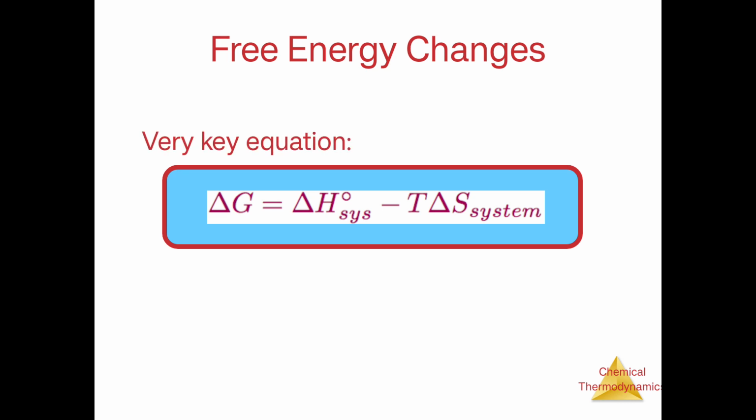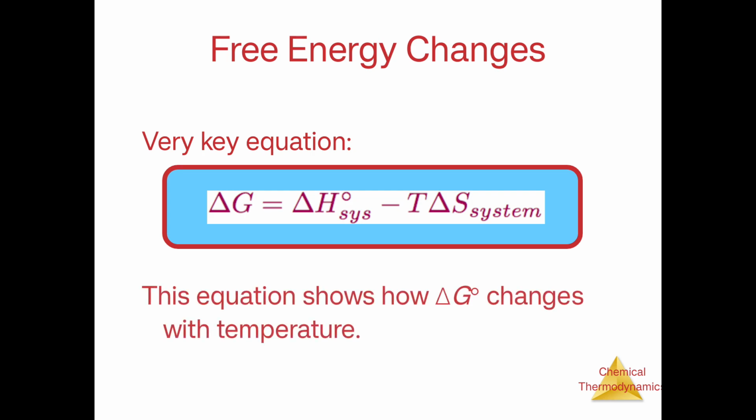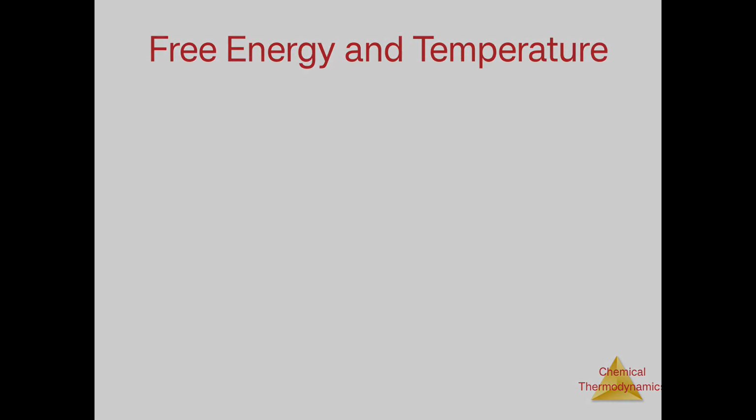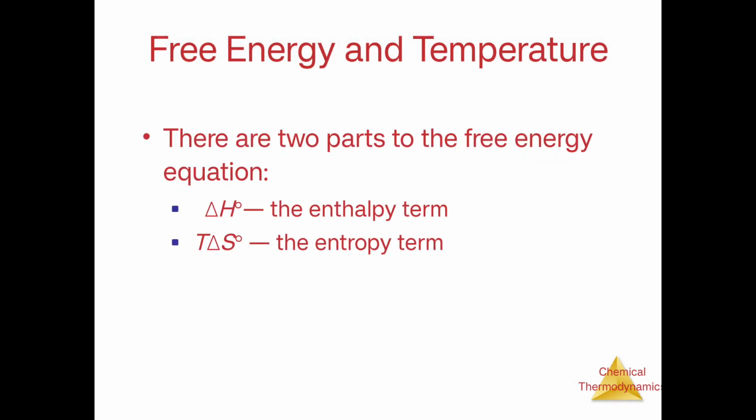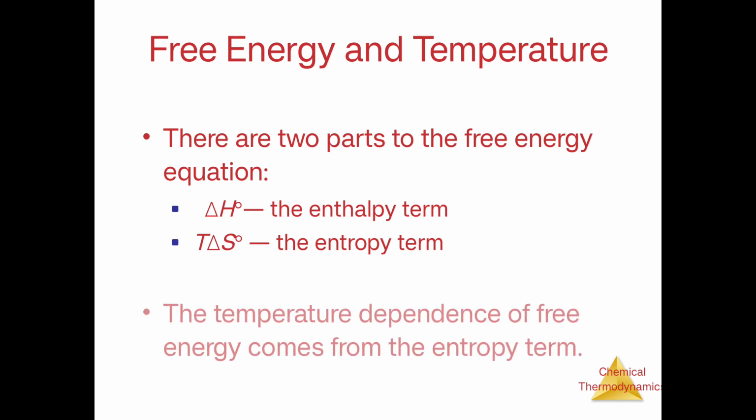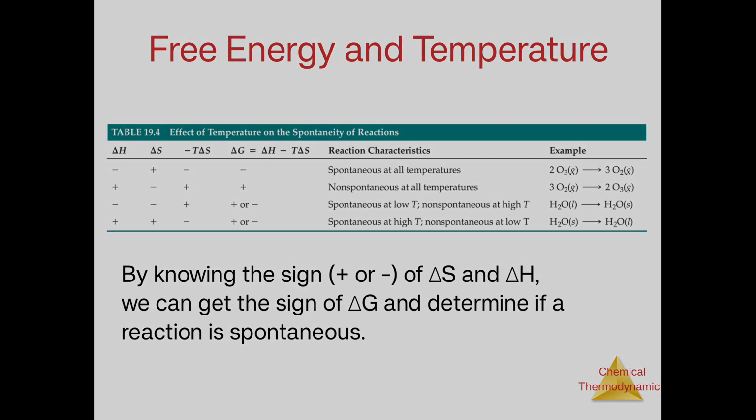So this now becomes a very key equation for understanding our reactions and reaction equilibrium. And this is the equation which shows how the Gibbs free energy changes with the change in temperature. Then you can decide at what temperature the reaction reaches its equilibrium also. Okay, so the key equation has two parts. One is the enthalpy term and another is the entropy term. The temperature dependency of free energy comes from the entropy term only, not from the enthalpy term.